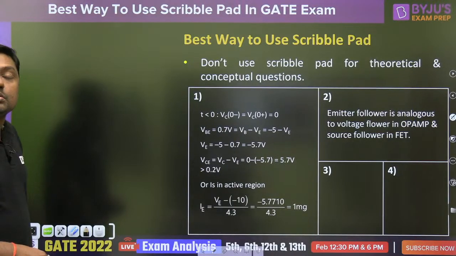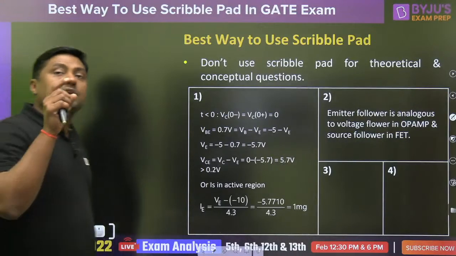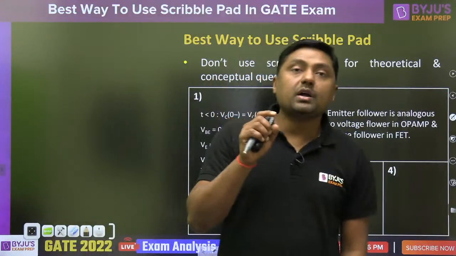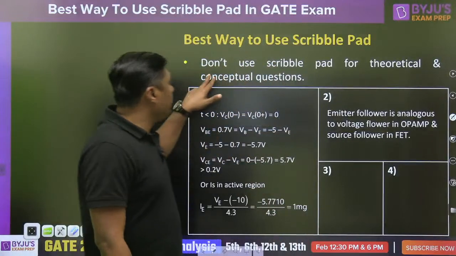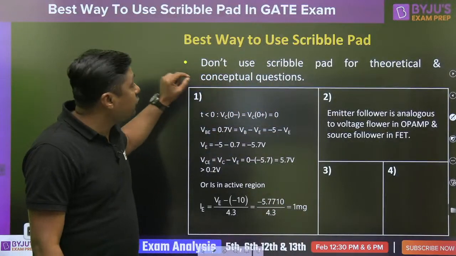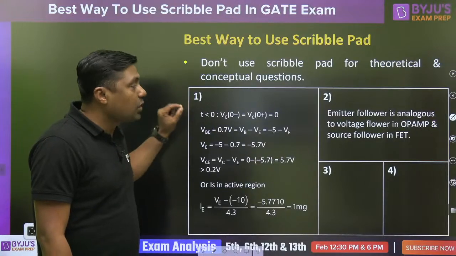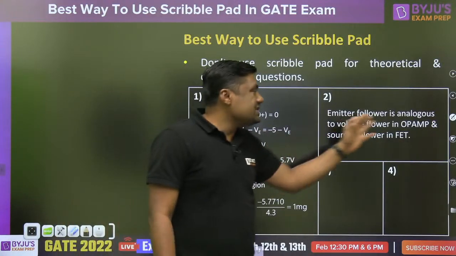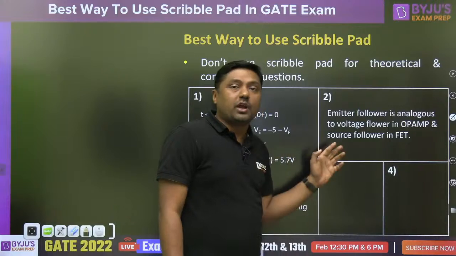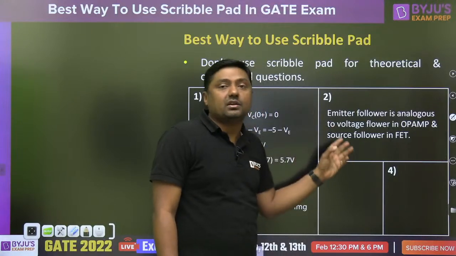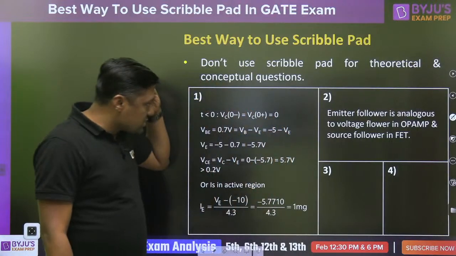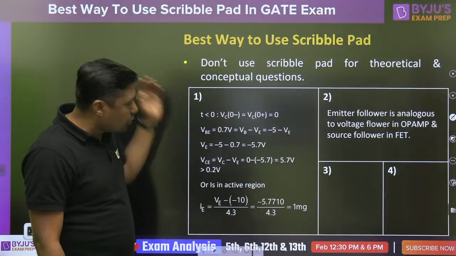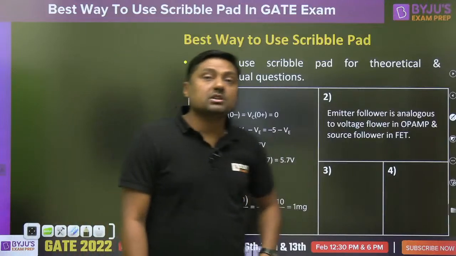Array MSQ, there is no negative marking in MSQ. Please, this point is very, very important. Don't use the Scribble Pad for theoretical and conceptual questions. No need to write a statement like this, we are just wasting our time and our resources. Always remember this thing.